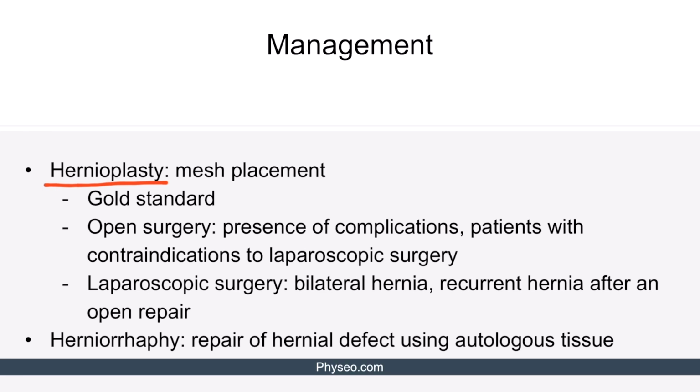However, recurrence is a common complication of these procedures. So, if the hernia is bilateral or recurrent after an open repair, laparoscopic surgery is the best option. If hernioplasty cannot be performed or the risk of infection is high, the surgeon can do a herniorrhaphy, which is an open surgical repair of a hernial defect using autologous tissue. This procedure has a greater risk of recurrence.